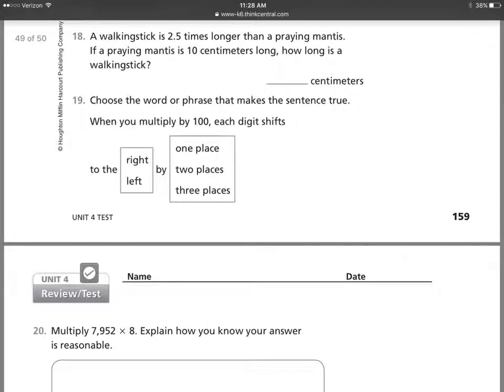Number 19 is a problem we are going to do. I want you to take your time on this and maybe even replicate a problem, create a problem so you can see what happens. When you multiply by 100, each digit is shifting which direction and how many times. The how many times part I know is easy for you, but make sure you're getting the right or left part correct. Remember that the digits shift the opposite direction as the decimal.